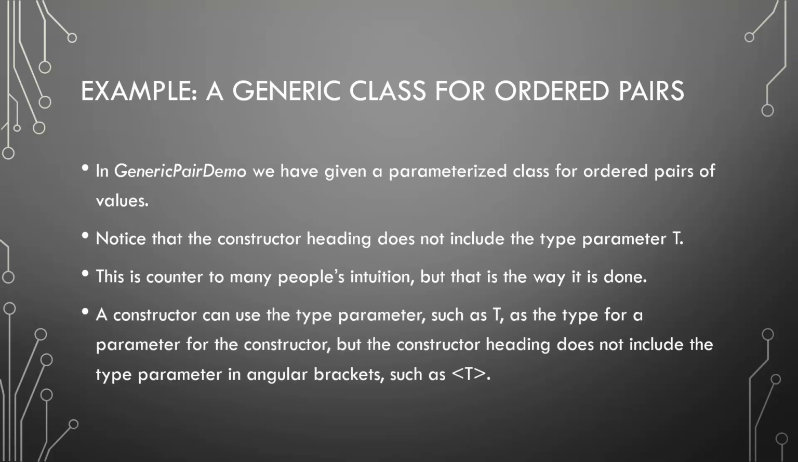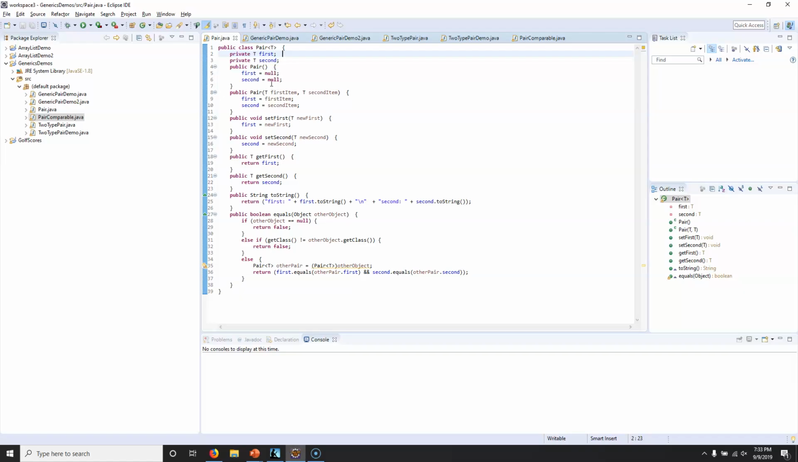The constructor can use a type parameter such as T as the type for a parameter for the constructor, excuse me, but the constructor heading does not include the type parameter in angular brackets such as T. And we can see that clear as day right here.